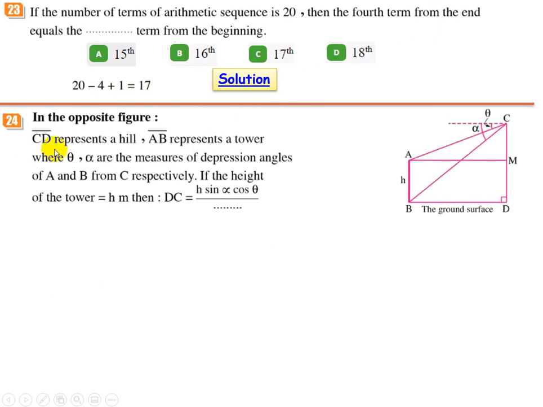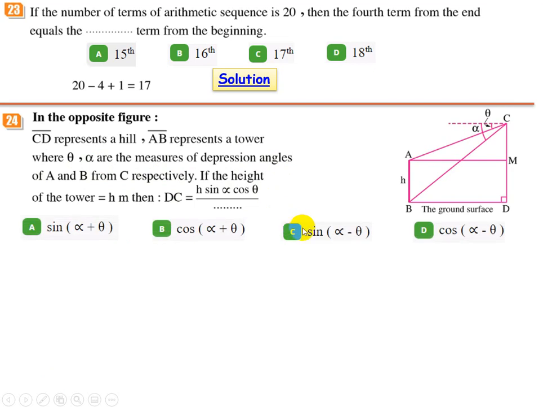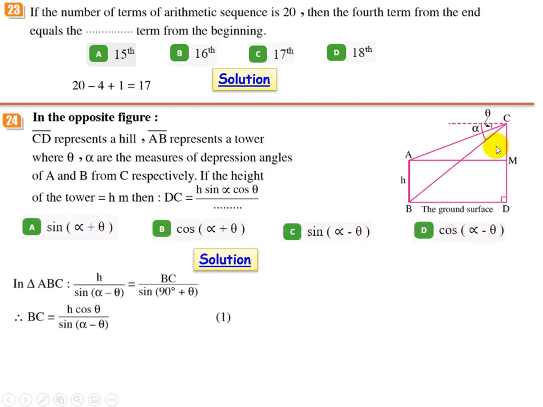In the opposite figure, CD represents a hill, AB represents a tower, theta and alpha are the measures of the depression angles of A and B from C respectively. If the height of the tower equals h meters, then DC equals h sine alpha cosine theta over what? Here in triangle ABC, applying the sine rule, h over sine alpha minus theta equals BC over sine 90 plus theta. So BC over cosine theta equals h over sine alpha minus theta. So BC equals h cosine theta over sine alpha minus theta.